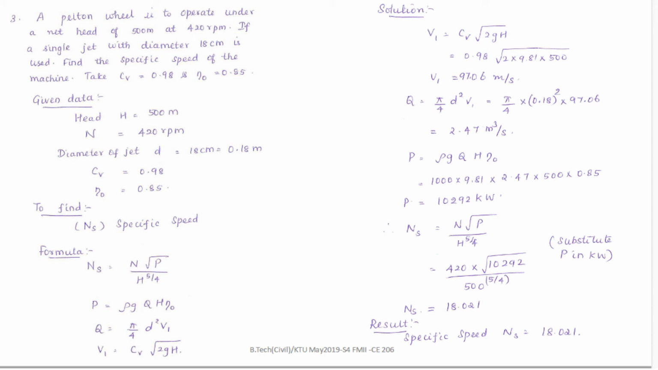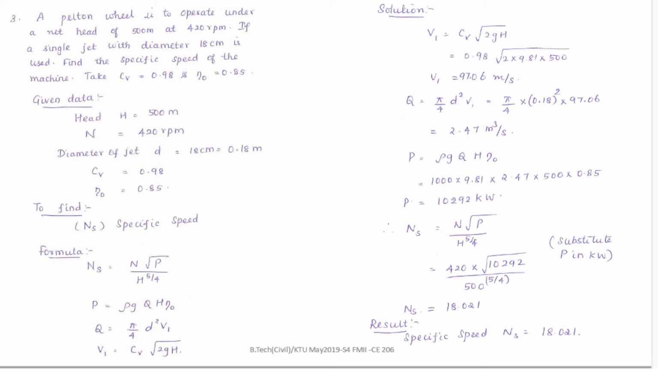Discharge Q is equal to pi by 4 d square. Diameter is given 0.18, so substitute in that. Velocity we already found out. Substitute in that, you will get the discharge. And what about power? P is equal to rho G Q H into eta O. Substitute in that, you will get P.